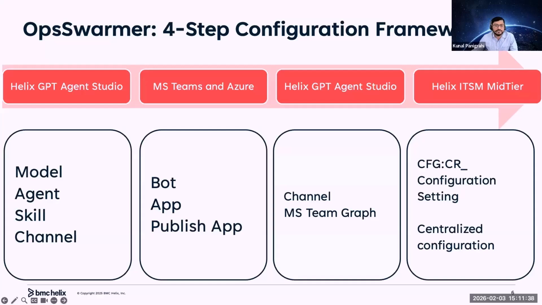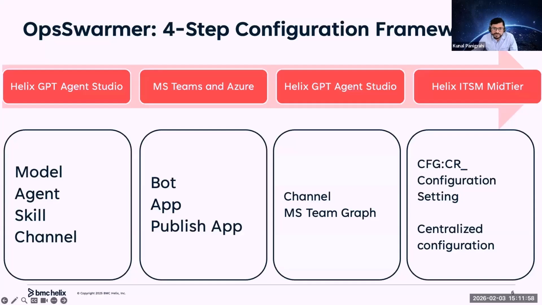First part is in HelixGPT Agent Studio. It starts with a model, which I had listed as a prerequisite. It is to set up the connection of your AI service provider. This allows HelixGPT to successfully communicate with your LLM. Similarly, you would need the HelixGPT for AIOps to be configured as well.